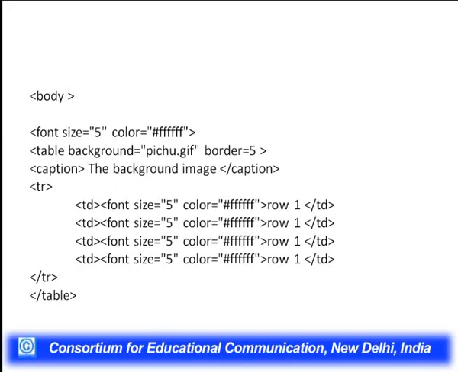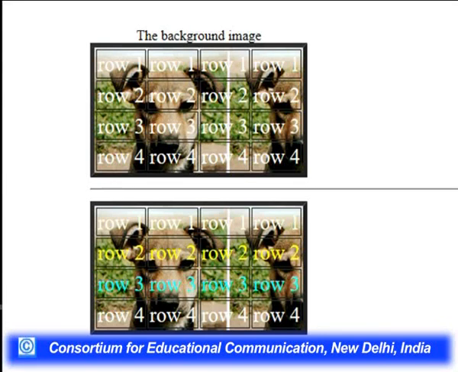Now, the caption can either be provided at the top of the table, which is the default setting, or if you want the caption to come at the bottom, then you can write caption align is equal to bottom. Anything that you insert between the caption and the /caption tags will become the heading of the table, or the title of the table. So, here you can see how it appears. In this case the background image title or the caption is appearing towards the top, and in another image you can see where the background has been inserted in the complete table.